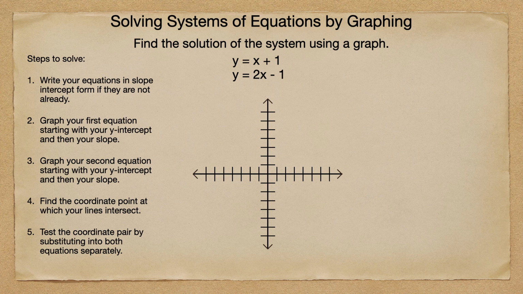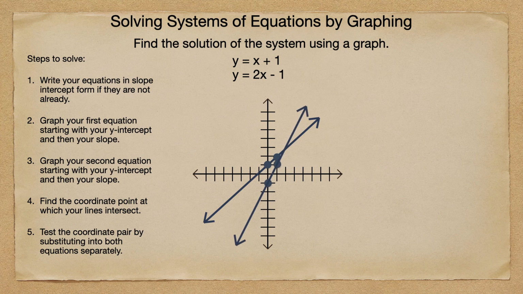So we're going to start by graphing our first equation, starting with our y-intercept and then our slope. The y-intercept of positive 1 and a slope of 1 will rise 1 and run 1 to the right. This will be our line for y equals x plus 1. Our second equation, y equals 2x minus 1, will have a y-intercept of negative 1, and we will rise 2 and run 1.